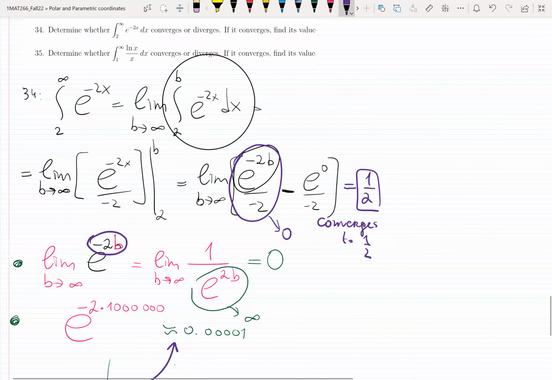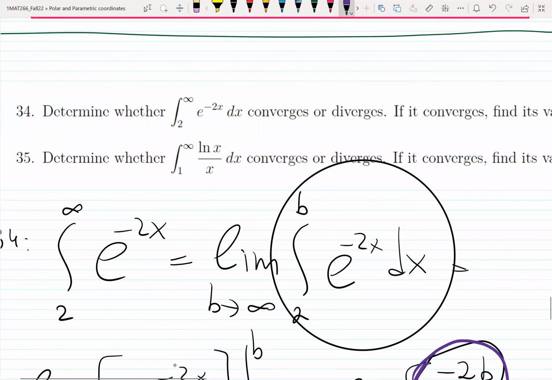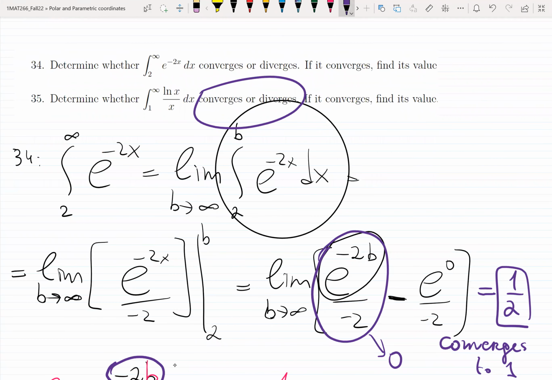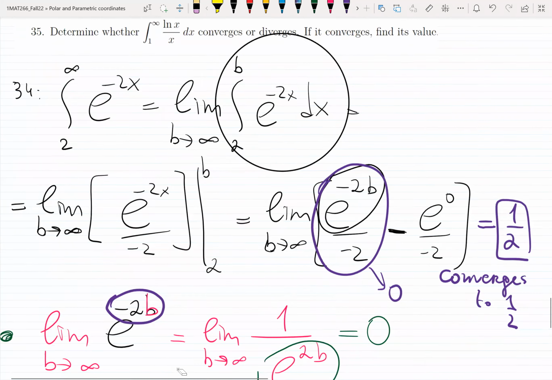So practice that. Practice these guys. This is going to be u-substitution, by the way. So it's nice practice to use substitution and then see if one thing is infinity, everything is infinity. So I just now need to know if it converges or diverges. I don't need you to answer what it blows up to.